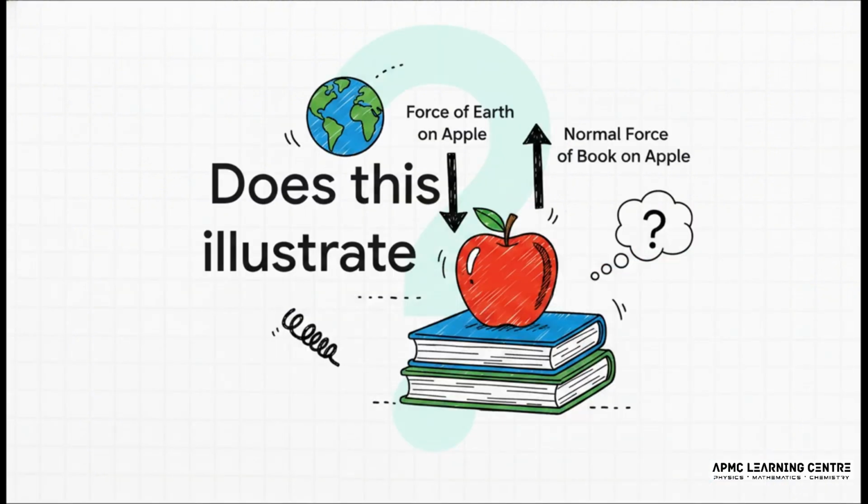All right, let's kick things off with a classic physics puzzle. Take a look at this apple just sitting on a book. Okay, so the Earth is pulling the apple down with gravity, right? And the book is pushing the apple up with what we call a normal force. These forces are equal, and they're opposite. So that's got to be an example of Newton's third law, doesn't it?